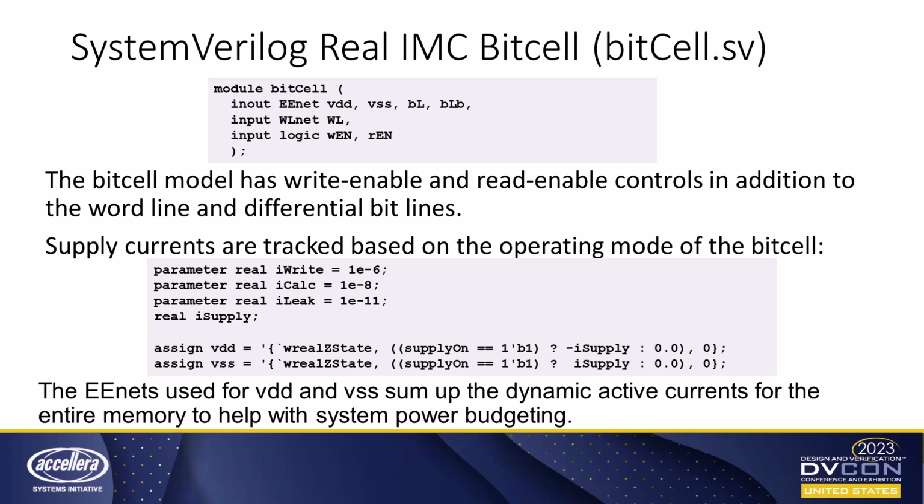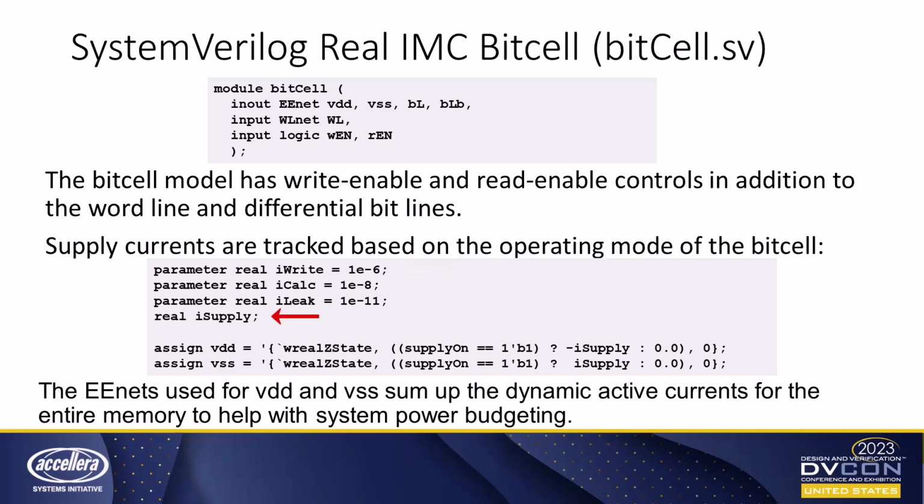One thing we did in the bit cell model was make sure that we can account for different current drains in different states of operation. So we set up 3 parameters. One is a leakage current, which is always going to be occurring whenever there's power. We have a current for when it's actually doing a calculation, in other words, when the word line is driven to one of the analog states. And we've got write current for when the word line is full on and the bit cell latch is either being written to or read from.